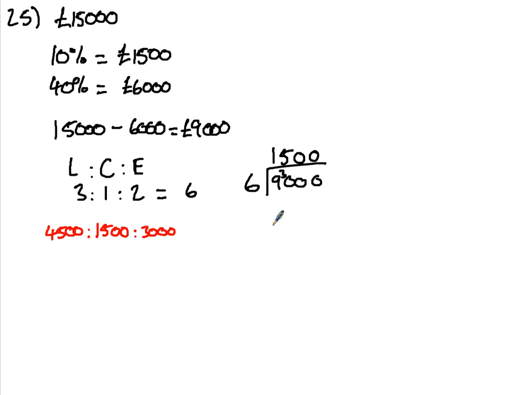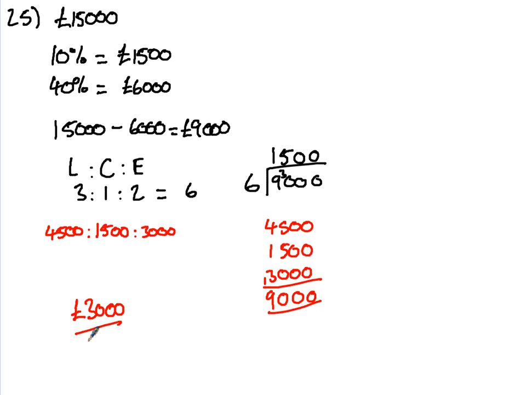Now your check, just to make sure you've done this right, is if you add your ratio up, what you should find is that adds up to the money that you had. So 5 and 5 is 10, and 4 and 1 is 5, 6, 7, 8, 9. So it's 9,000, it has worked. And then it's what entertainment, so we go down to the E, so then it's £3,000.